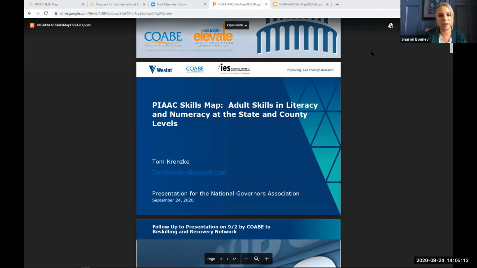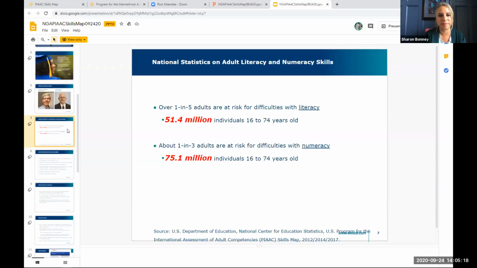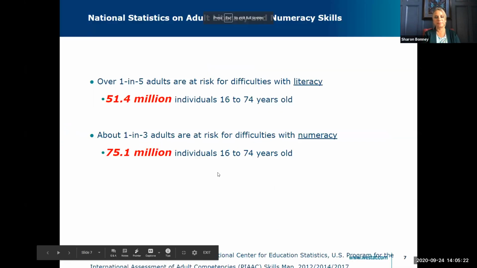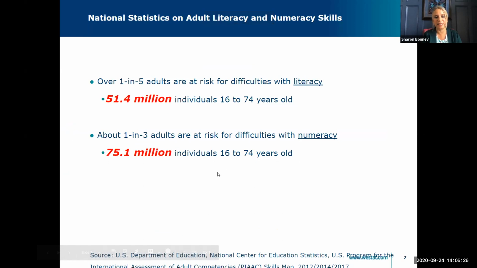So Tom, if you just want to open that up right there at the top, we can, the next one right next to it, there you go. Yep, and click present. Also, we can't hear you.